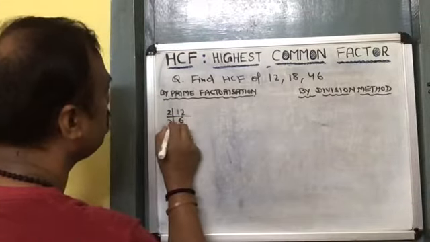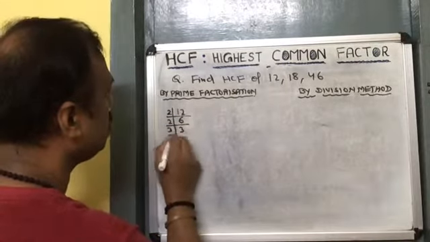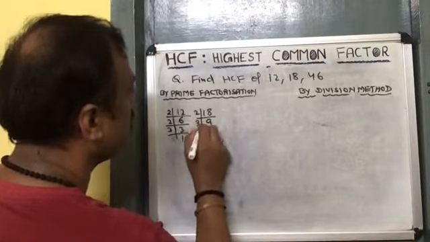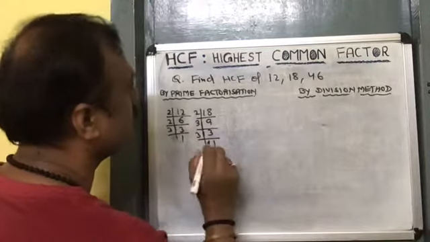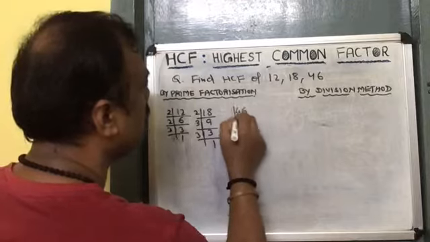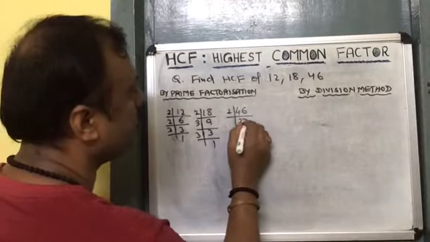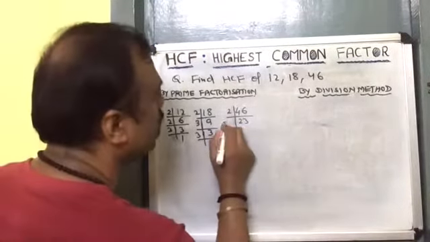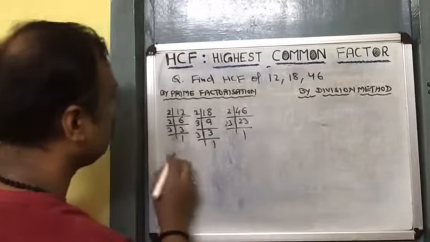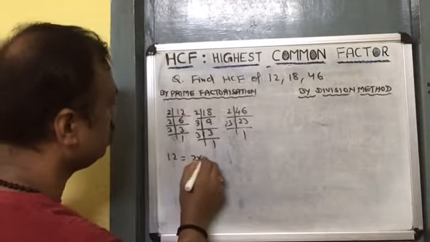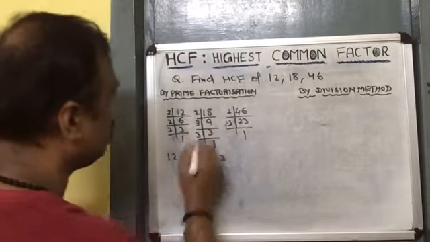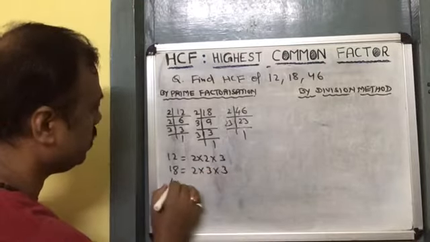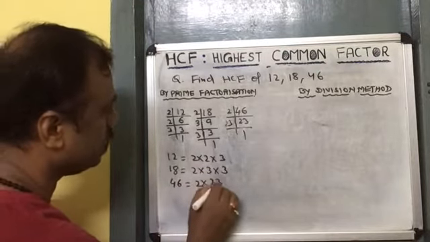2 6s are 12, 2 3s are 6, then 3 1s are 3. Now 18: 2 9s are 18, 3 3s are 9, then 3 1s are 3. Now 46 is divisible by 2, 23. Now 23 is not divisible by any number, it is a prime number, so I will take 23. So let us write: 12 can be written as 2 into 2 into 3. Here 18 can be written as 2 into 3 into 3, and 46 will be written as 2 into 23.